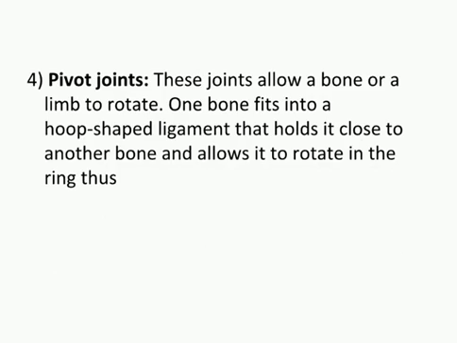Now the fourth type of joint is the pivot joint. These joints allow a bone or a limb to rotate. One bone fits into a hoop shaped ligament that holds it close to another bone, and it allows it to rotate in a ring form. One example is that the head rotates on a pivot joint.